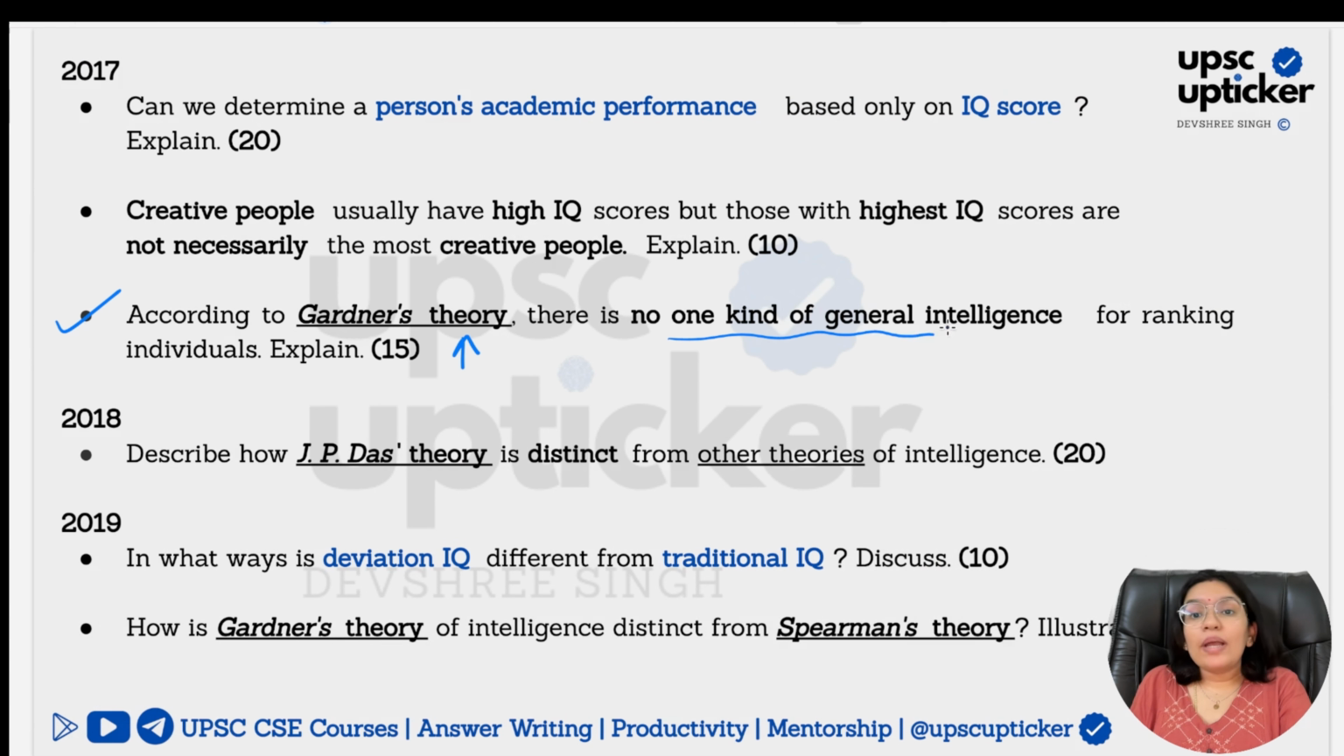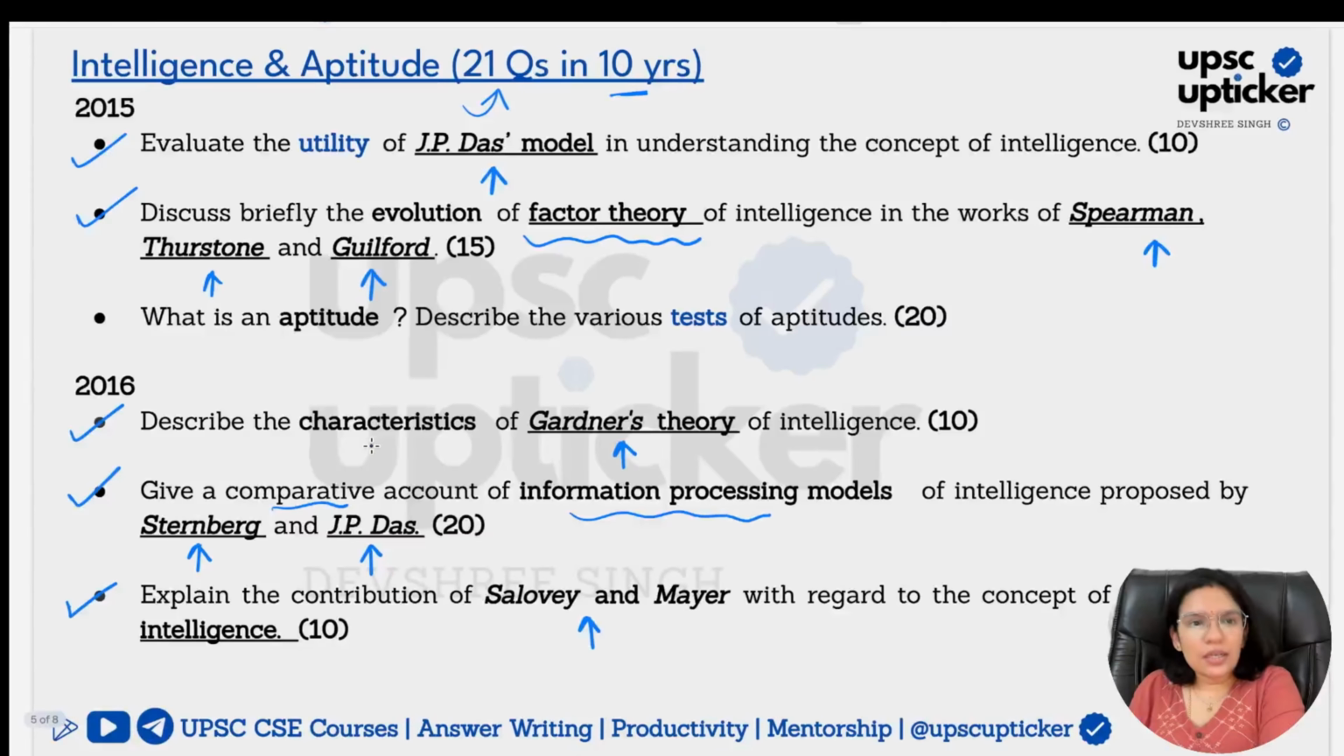He says that there is no one kind of general intelligence for ranking individuals. Gardner believes that there are multiple intelligences. He has given 8 types of intelligences in the beginning, and then he has added another one, making it 9. He had proposed more, but he clearly highlighted that the criteria which he has followed for the initial 8 ones does not clearly apply to the new ones which he has proposed, and thus the 8 or the 9 ones are more commonly discussed than the other ones. Anyway, we will be focusing on the ones which we discussed in class in depth. Now this makes it a total of 6, right?